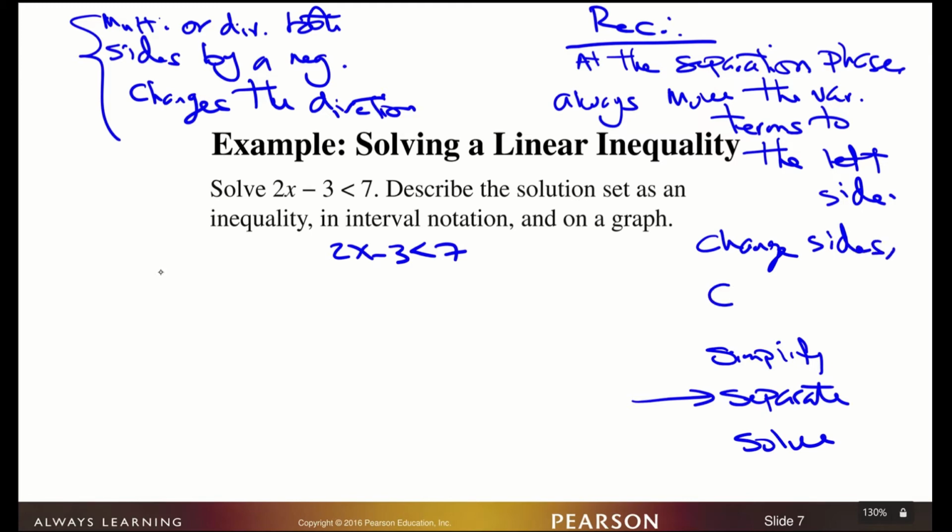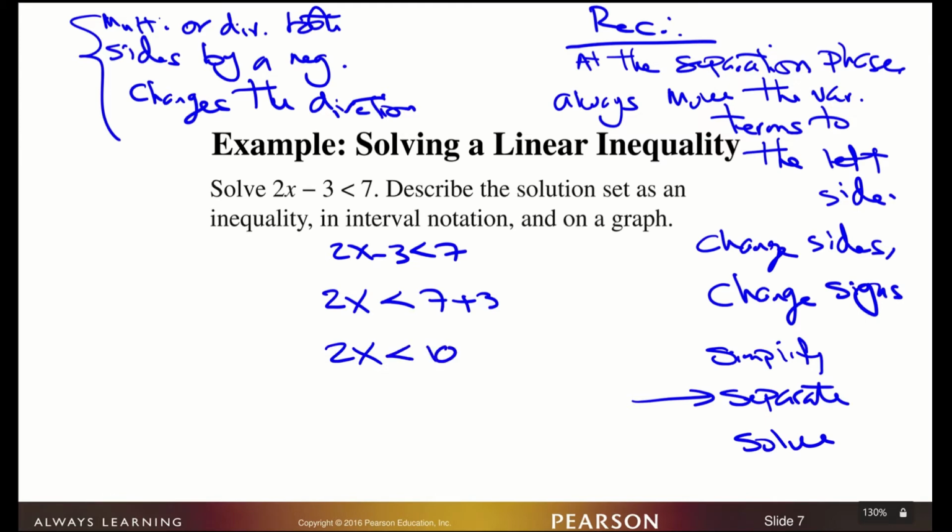And you never change the direction of the inequality by simply adding or subtracting from both sides. So here we're just going to get 2x less than 7 plus 3. So 2x less than 10. And we get x is, now notice we're going to divide both sides by what? By 2, right? Notice that's a positive number, so there is no need to change directions, right? So we end up with x is less than 5.